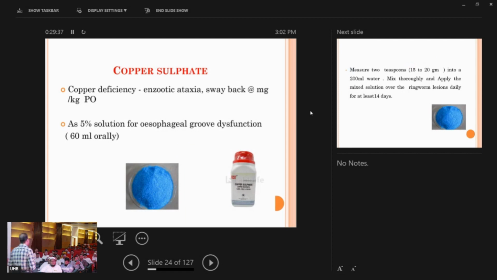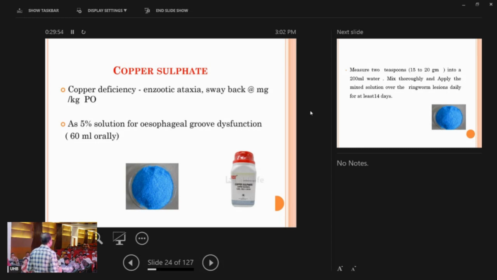The next is copper sulfate. It's commonly available in clinical use and is used in treating enzootic attacks. That's for awareness. And it is also used in case of esophageal groove dysfunction.